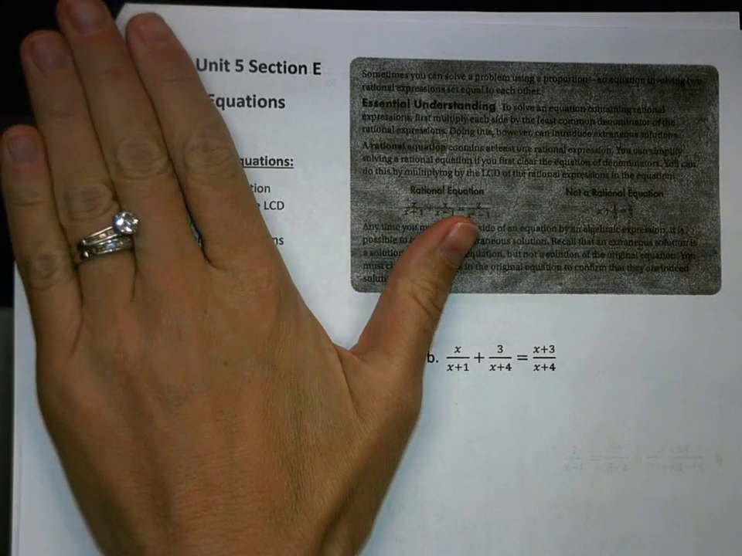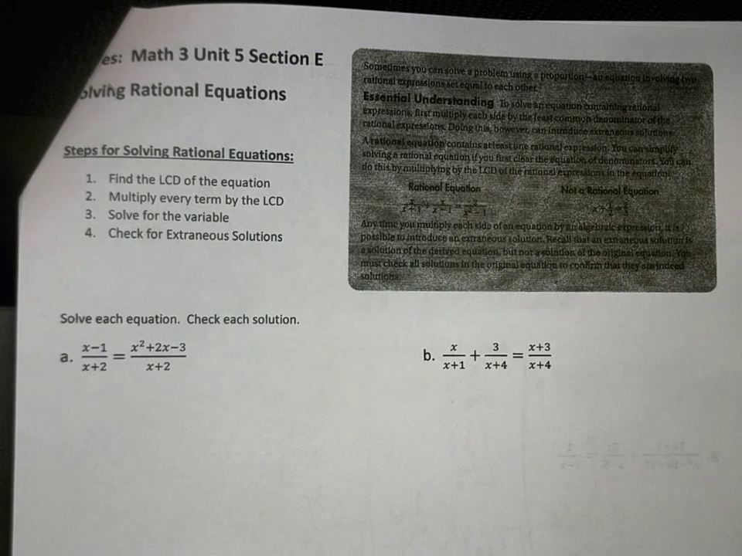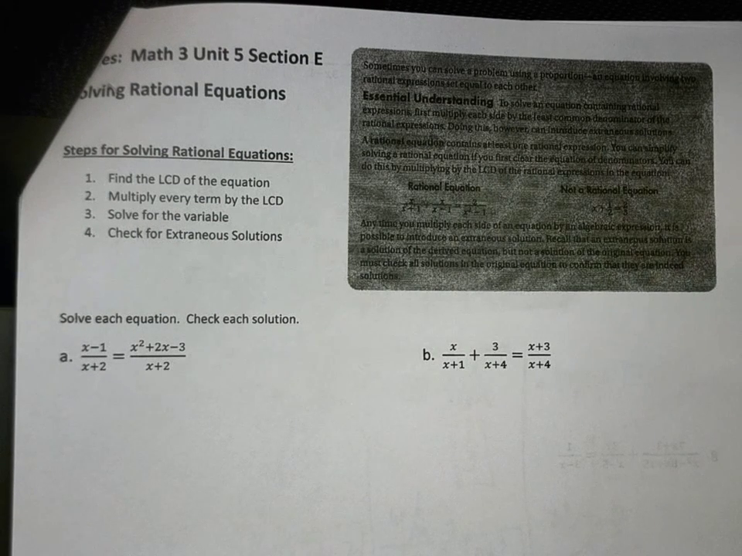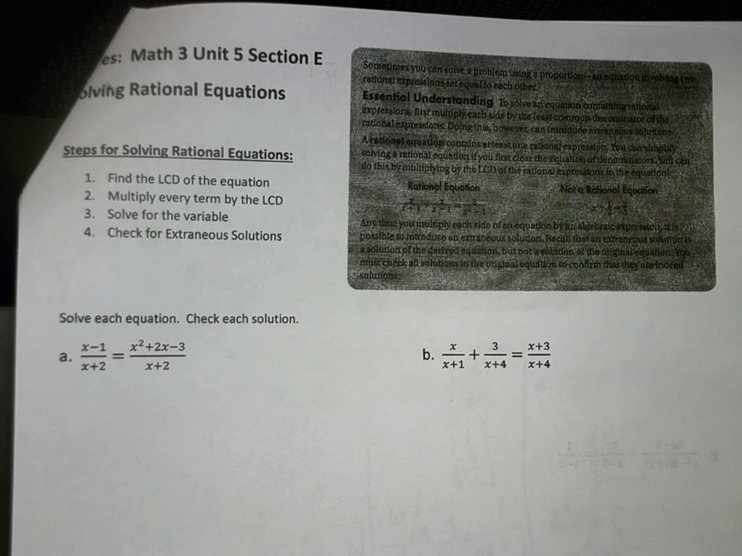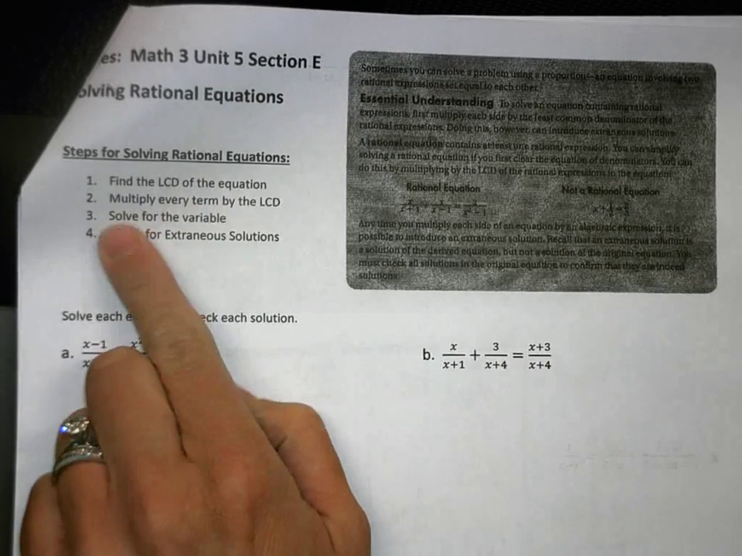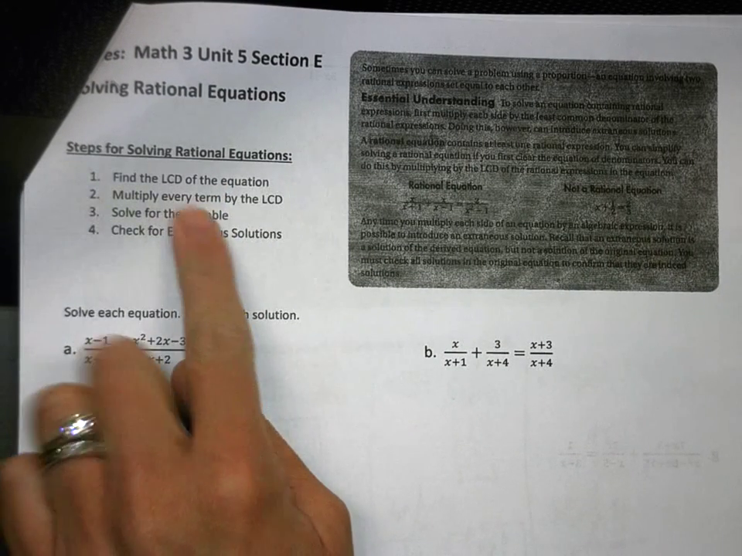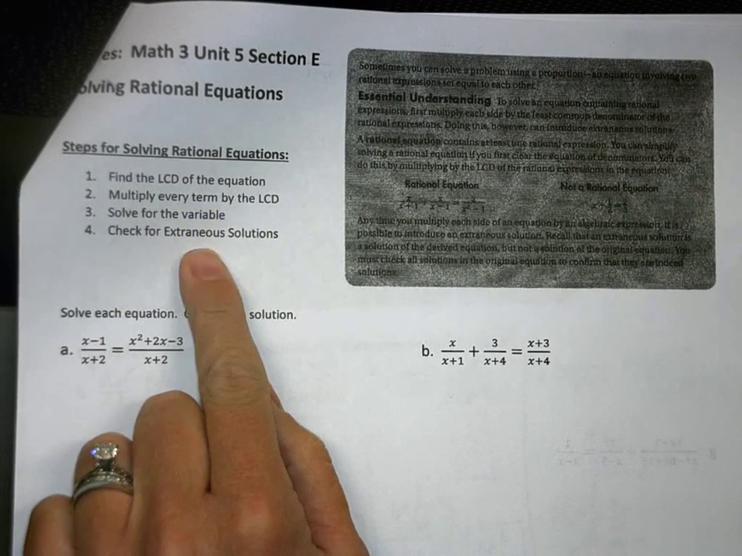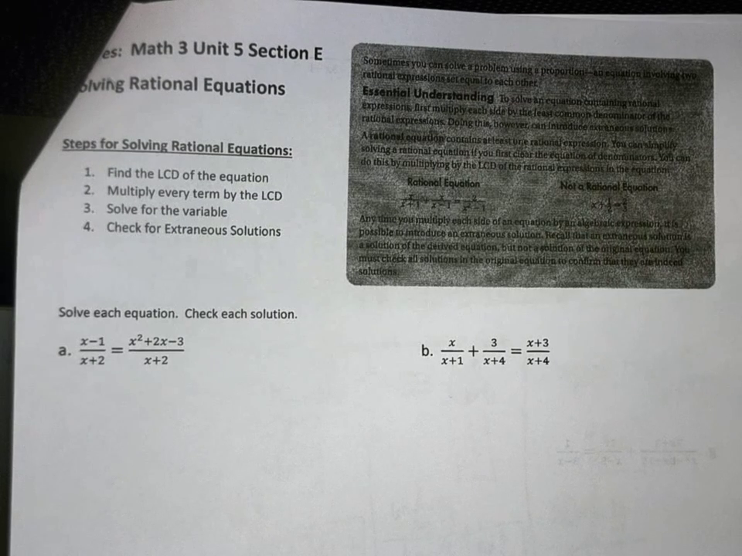Math 3, Unit 5, Section E. Today we're talking about solving rational equations. Previously we were simplifying things, but we weren't actually solving for a variable. We have the steps here for solving rational equations. The one thing that you always need to be very careful about is your extraneous solutions.